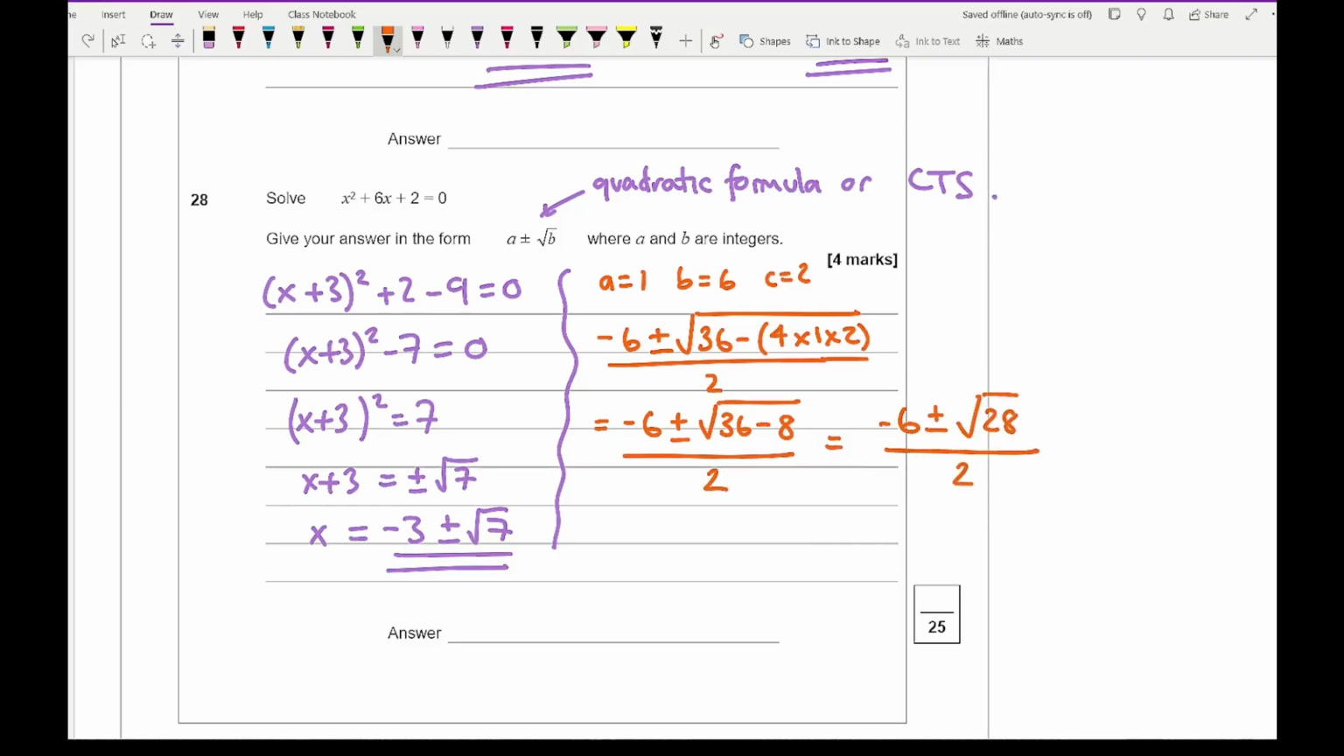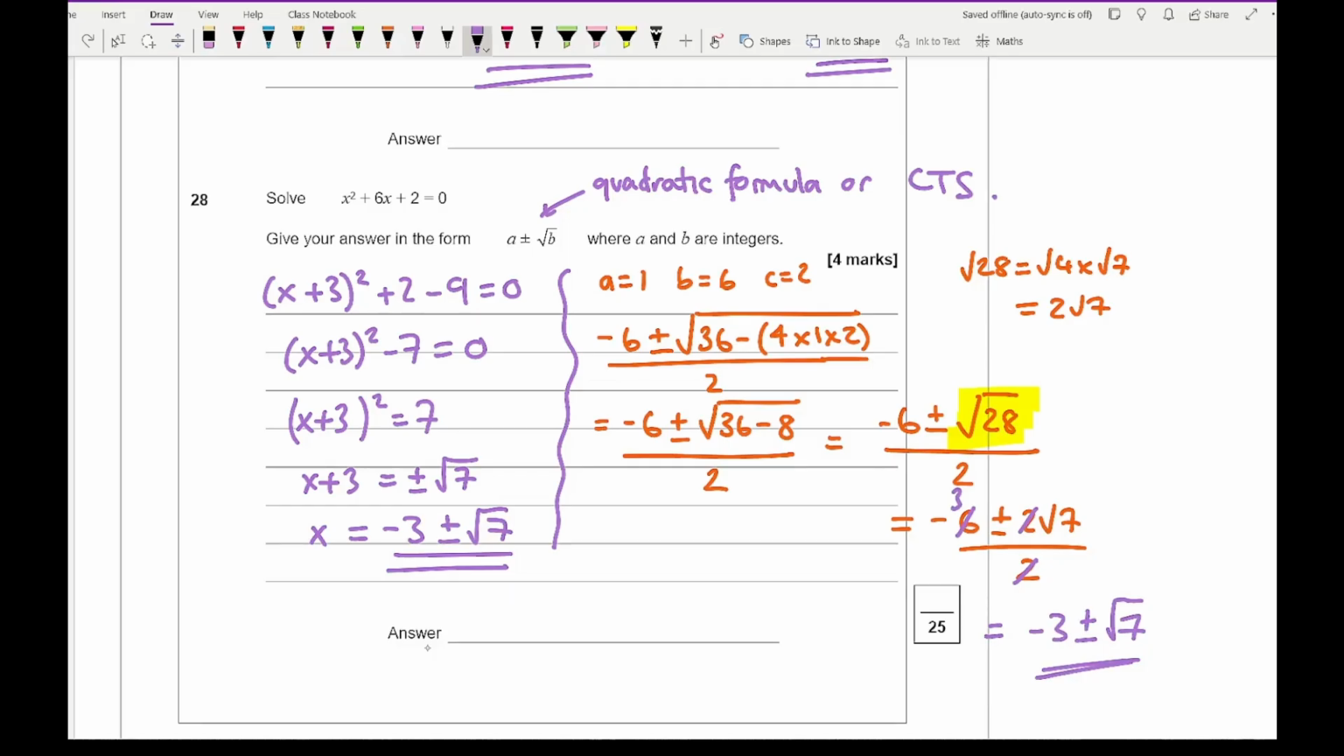And then from this, what I can then do is use surds. Root 28 is root 4 times root 7, which is 2 root 7. So this then becomes minus 6 plus or minus 2 root 7 over 2. I can then cancel 2's out, and that becomes a 3. So my answer then becomes minus 3 plus or minus root 7. Now you can see, without any question, the easiest method is going to be completing the square.